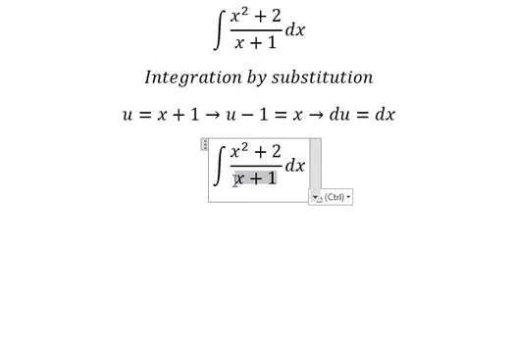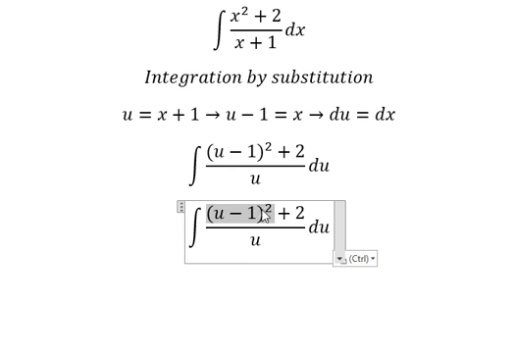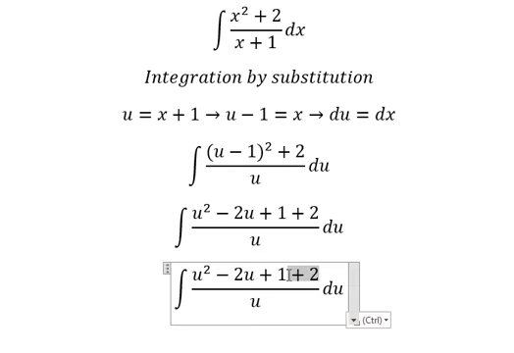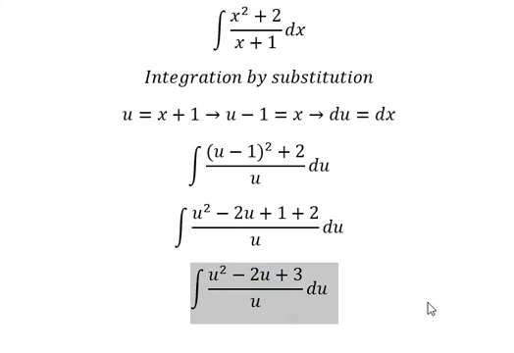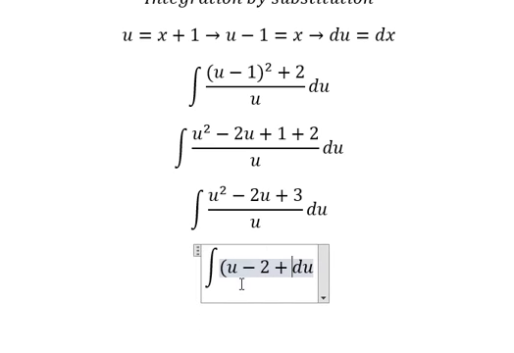x plus 1 we change to u, x we change to u minus 1. The dx we change to du. And now we need to expand this one. 1 plus 2 you get 3. u squared divided by u, 2u divided by u, number 3 divided by u. So you get u minus 2 plus 3 over u.